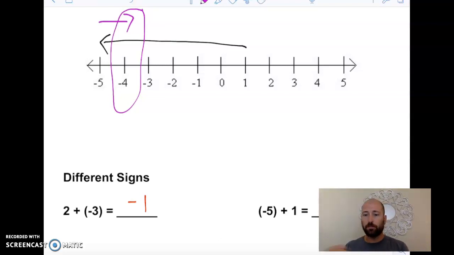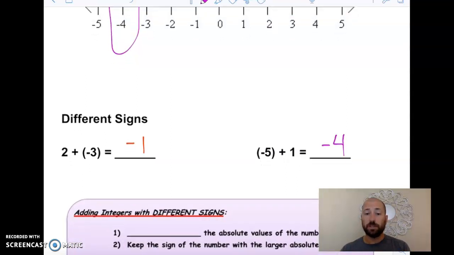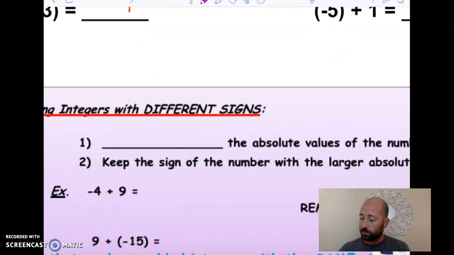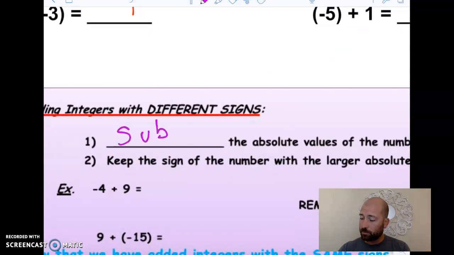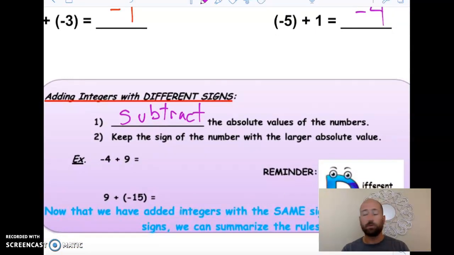So what happened there? Before, when it was the same sign, what we did was we took the absolute values, added them together and kept the sign. With different signs, it's a little bit different. In this case, we are going to subtract the absolute values of the numbers. Because we're going in 2 different directions, we want to find the difference between those 2 arrows. And then we're going to keep the sign of the number with the largest absolute value.